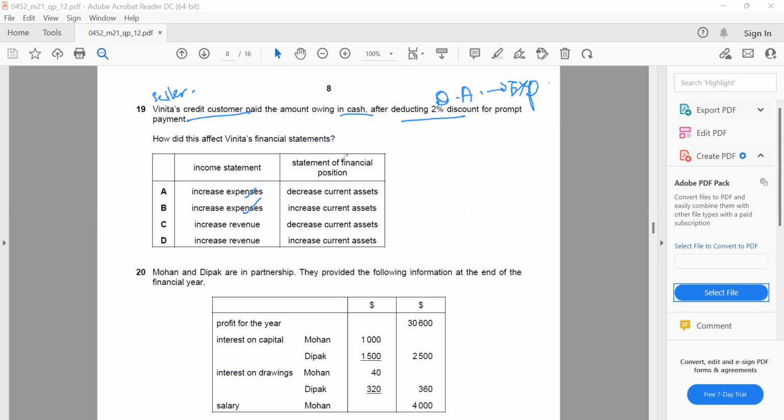Okay, now statement of financial position. Customer pays, trade receivable will reduce. So the trade receivable, a current asset, decreases. So the answer should be A.